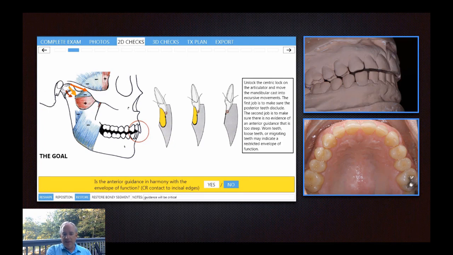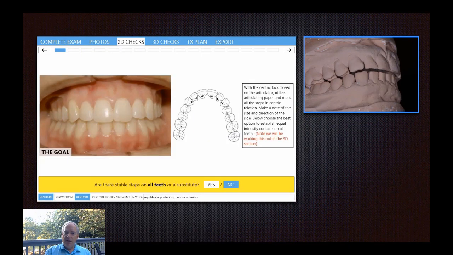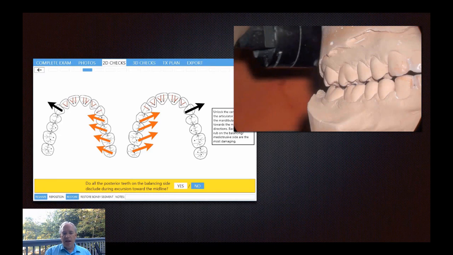The second thing is anterior guidance and harmony of the envelope of function. Well, if he's only hitting on back teeth, there is no anterior guidance. So here again, I'm thinking that I may be able to reshape those back teeth and maybe restore the front teeth and get him back into harmony. But as you'll see, we'll actually do that on the articulator in a minute. All right, we go to the next one.